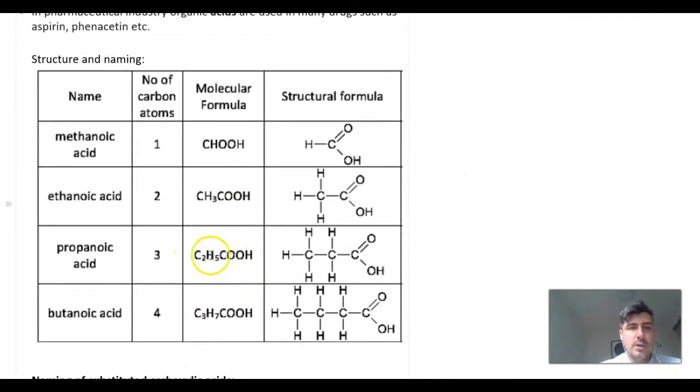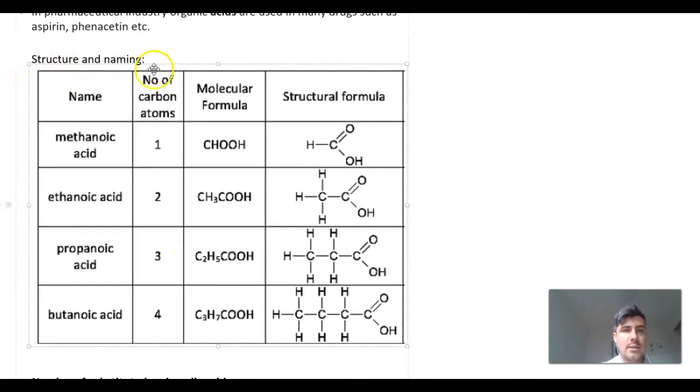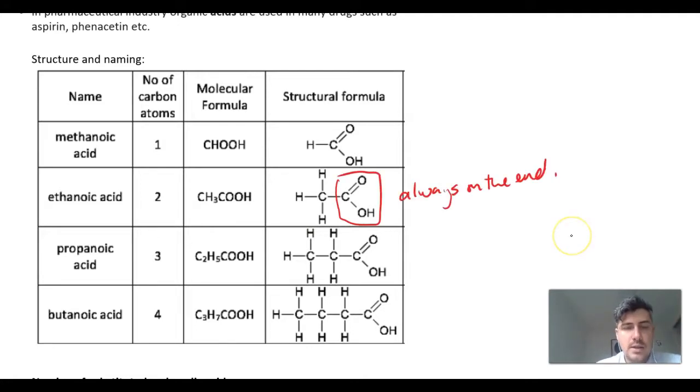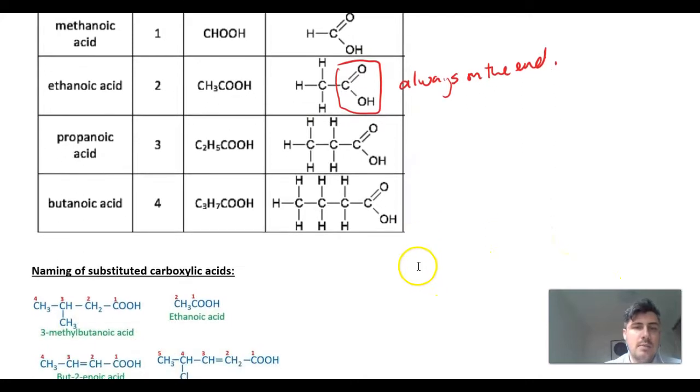So if we look at the homologous series here, we've got methanoic acid as the basic one, ethanoic, propanoic and butanoic. Now in all of these four, you don't need a number to show where the carboxylic acid group is because it's always on the end. So there's no need for a number there. We tend to write COOH if we're writing out the formula, just to show that the carbon here is quite separate from the rest of the carbon chain.